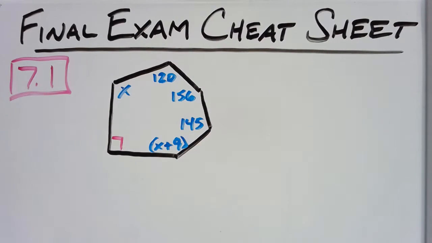Final exam cheat sheet, picking up with problem number 6 right here on our final exam. The previous 5 problems all came from first semester, so that's pretty deep review. Chapter 7 moving forward is officially now in our second semester set of problems. These first 2 problems will both come from Chapter 7.